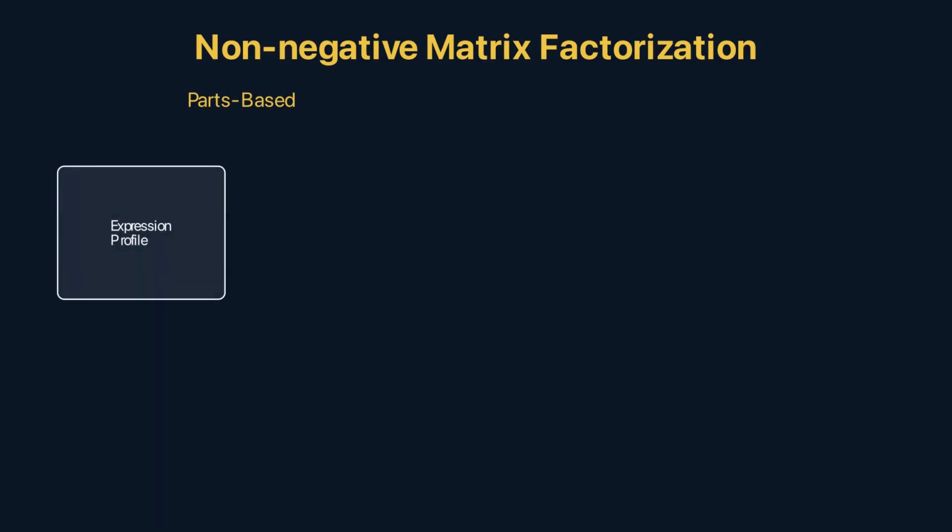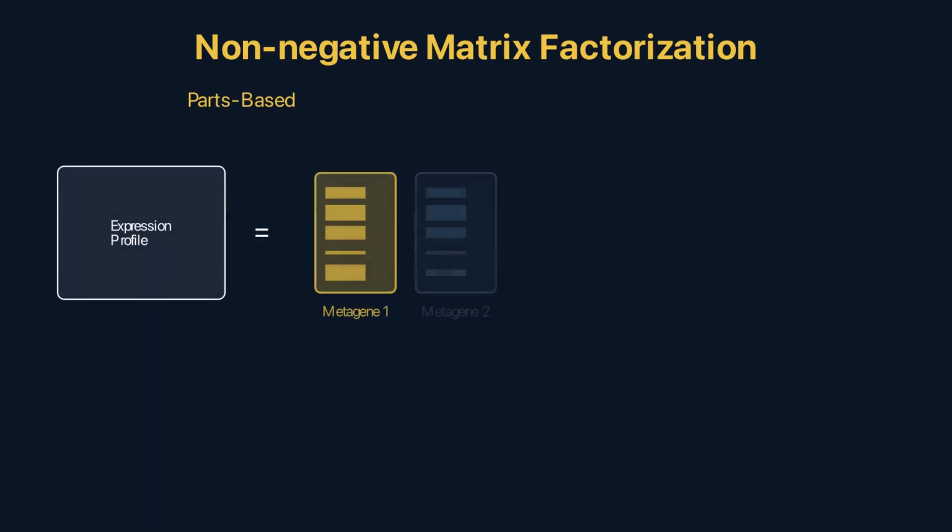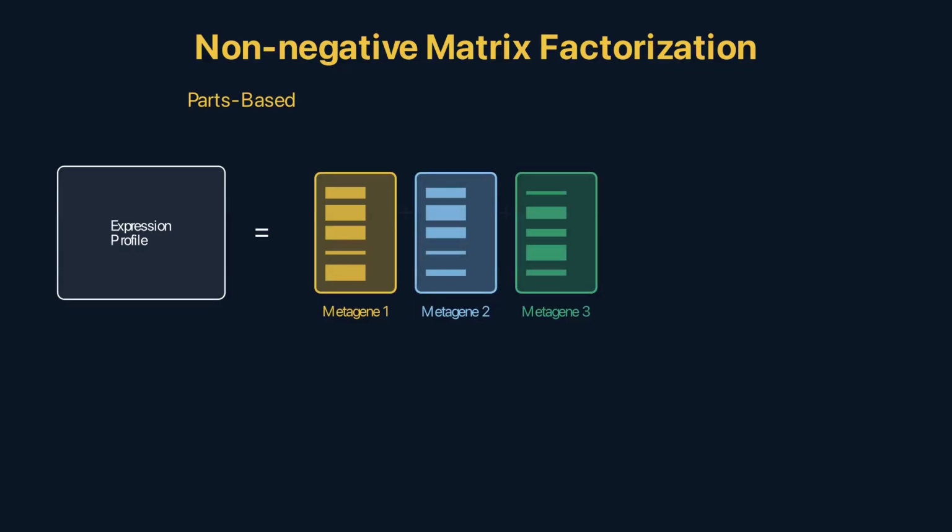Non-negative matrix factorization constrains both the loadings and the factors to be non-negative. No gene can have negative expression, and no factor can subtract. The result is a parts-based decomposition. Each factor represents an additive biological program, a metagene.